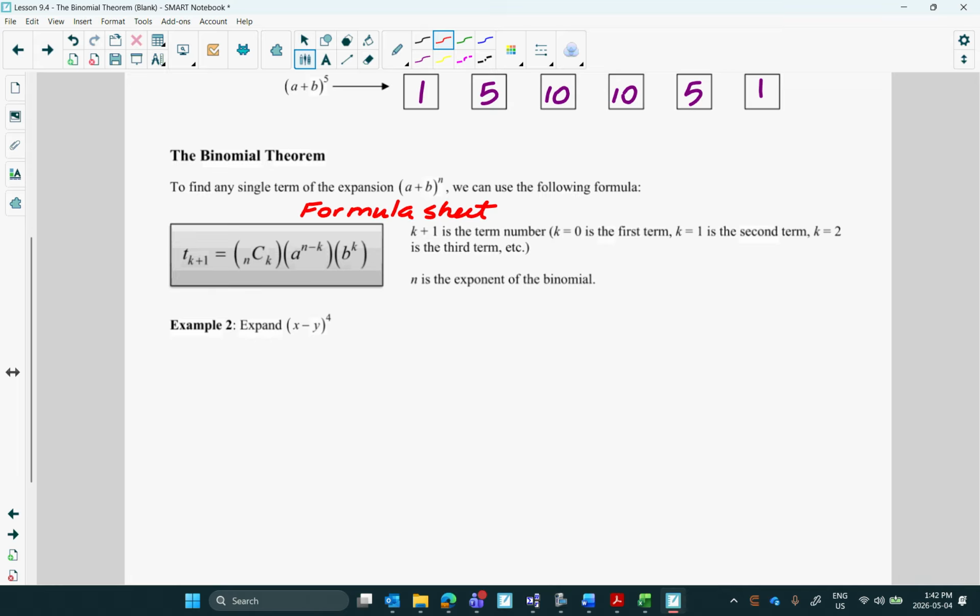So then how would we do this? Well, we would take n, which is the exponent of the binomial, choose whatever the value of k is, multiply that by the first term in the binomial raised to the n minus k, multiply that by the second term in the binomial raised to the k. This will make more sense when we actually do it. Okay?